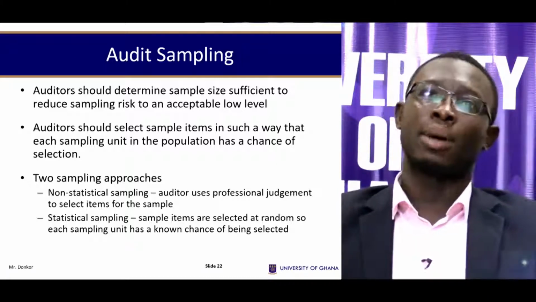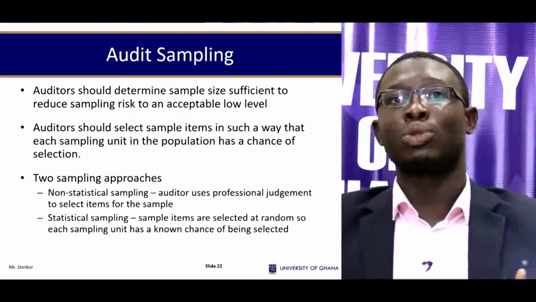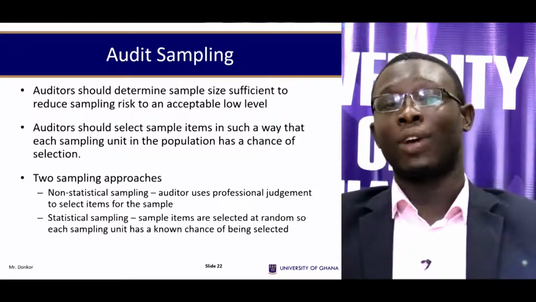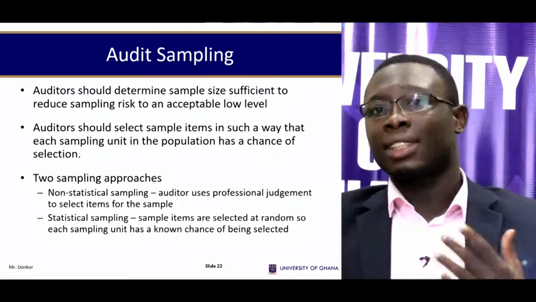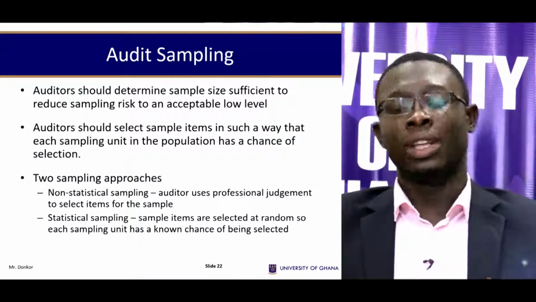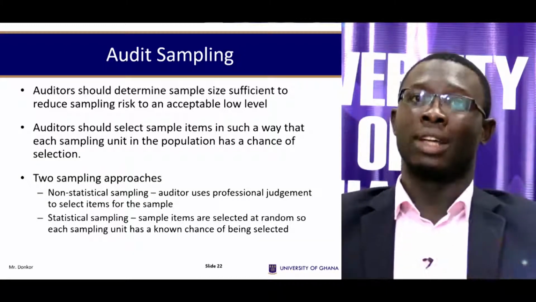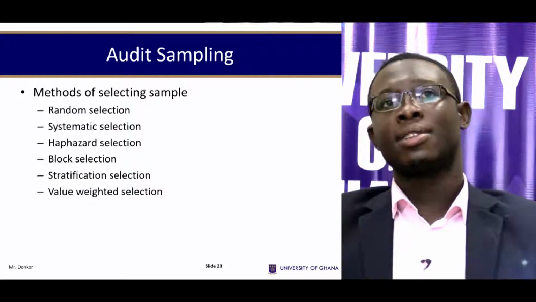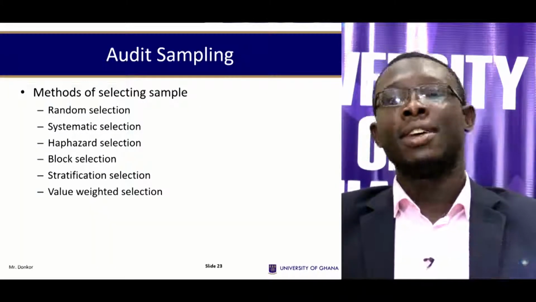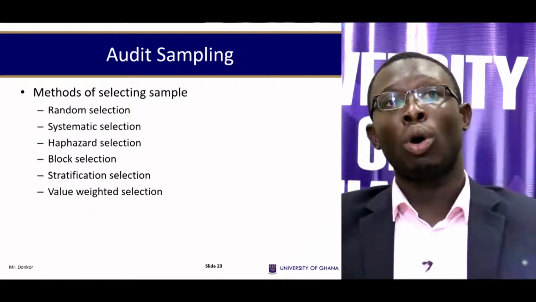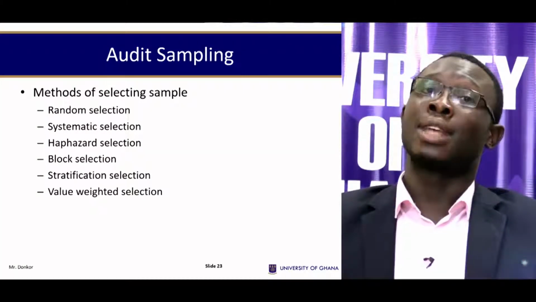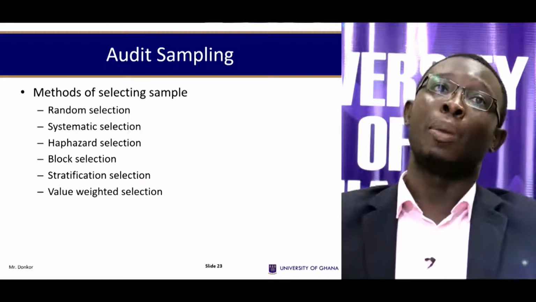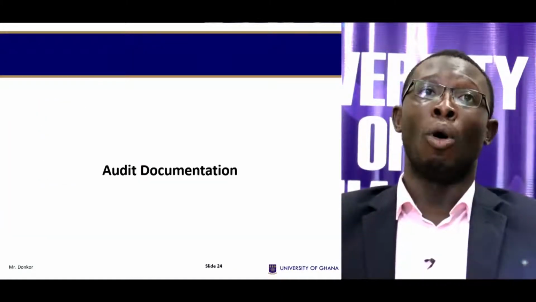There are two broad approaches of sampling: non-statistical sampling and statistical sampling. For non-statistical sampling, auditors use professional judgment to select items to qualify as a sample. And for statistical sampling, sample items are selected at random, so each sampling unit has a known chance of being selected. There are several methods of sampling. They can be random, systematic, haphazard, block, stratification, and value-weighted selection, and several other sampling methods. Read to appreciate more of these and know more as well.